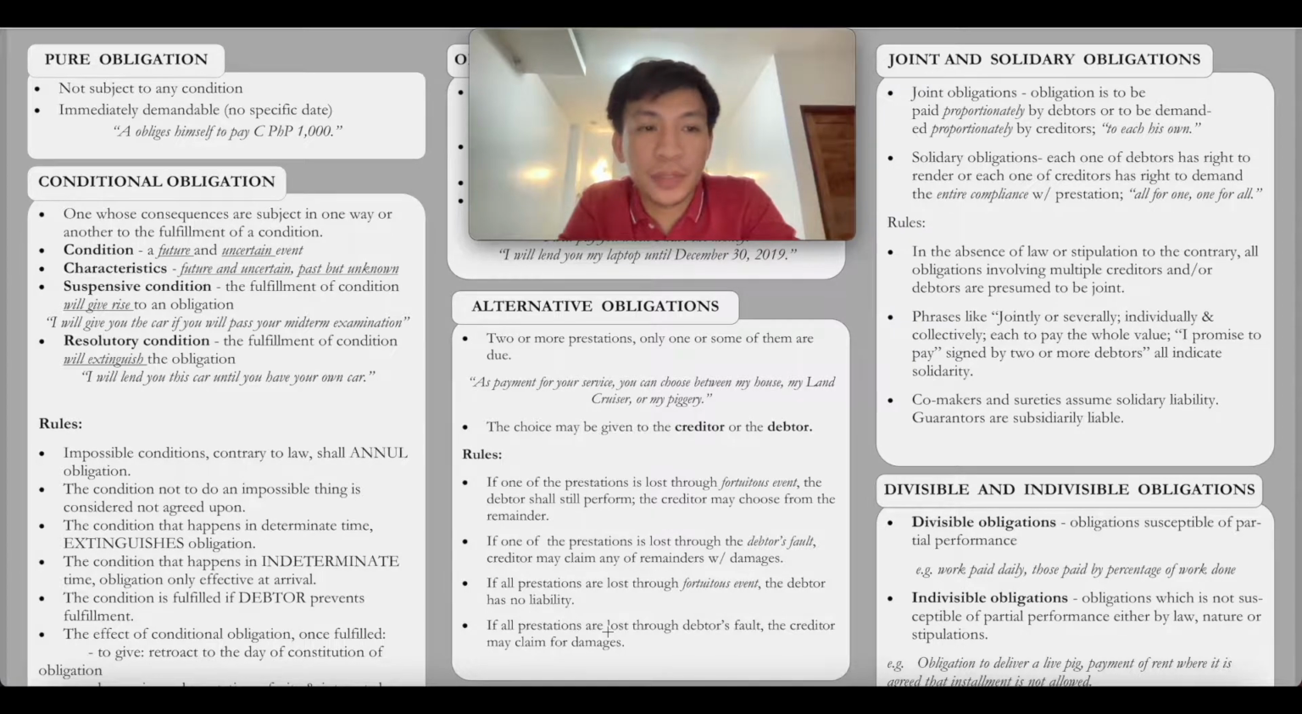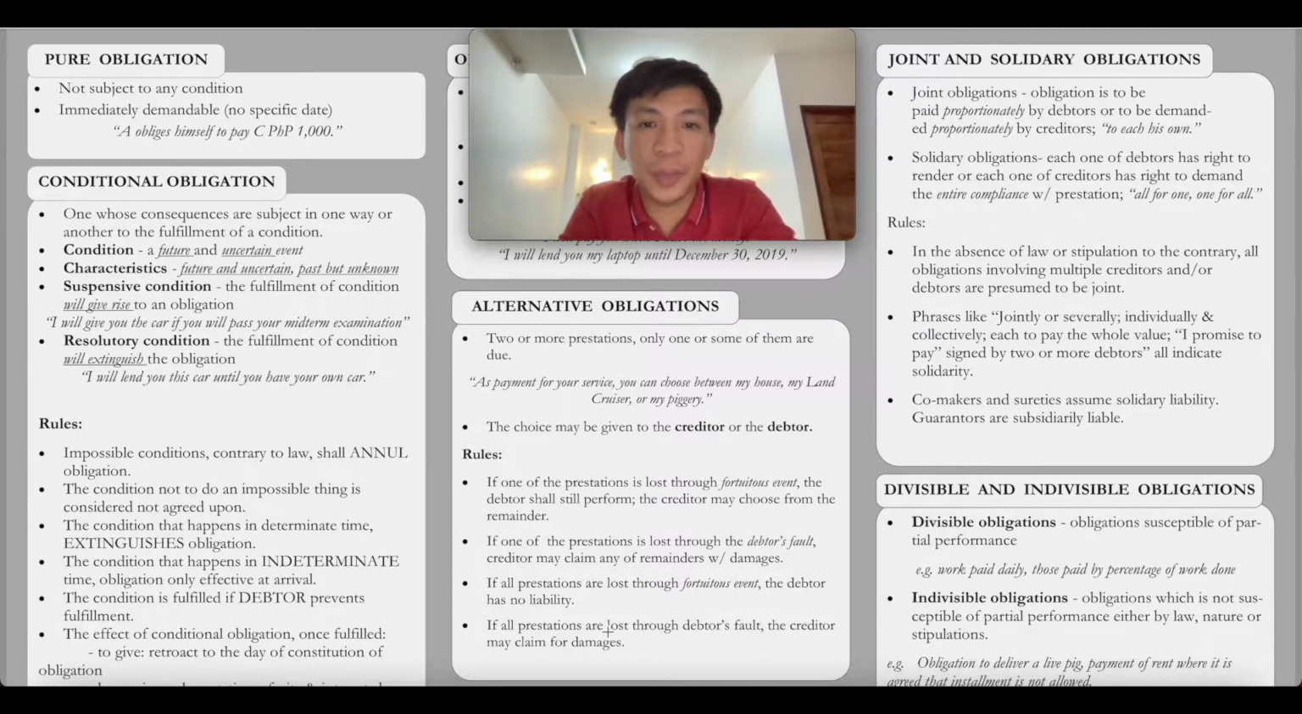Okay. There are two types of conditions rather, yung what we call suspensive condition and resolutory condition. Sorry, there are two types of conditions rather. The suspensive condition and resolutory condition. Now, what is a suspensive condition? What is a resolutory condition?